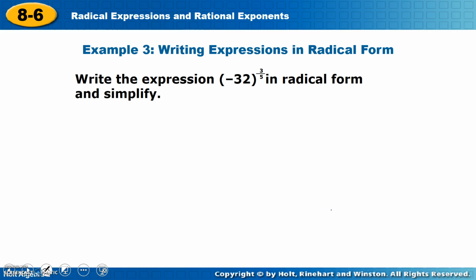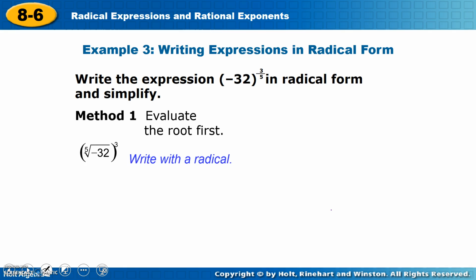So here we go. We have the expression -32 raised to the 3/5 power. And we're going to rewrite it back in radical form. So it's going to look like this. We're going to use 2 types of methods. I'm going to show you the first method here. What we do in method 1 is we actually evaluate the root first. So we would rewrite it as the radical. You see here the 5th root, and we're going to raise that to the 3rd power.